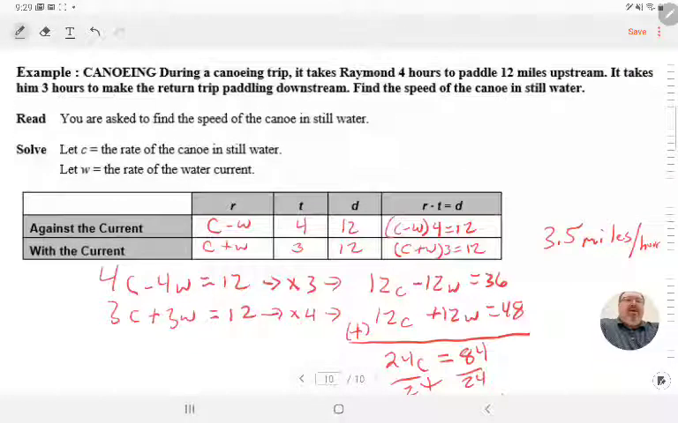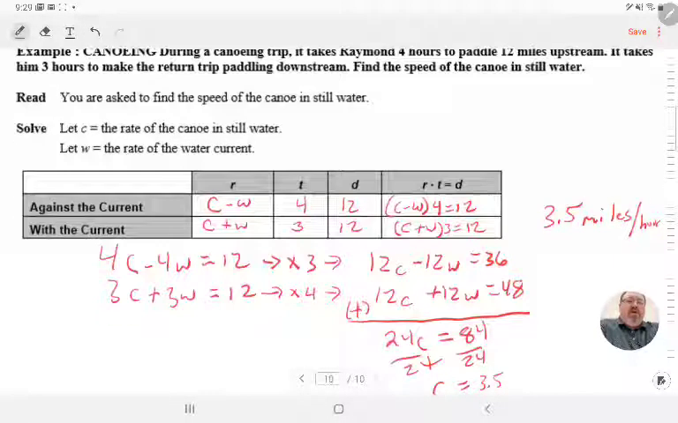All right, let's see how you did. So during a canoe trip, it takes Raymond 4 hours to paddle 12 miles upstream. It takes him 3 hours to make the return trip paddling downstream. Find the speed of the canoe in still water. So we let C be the rate of the canoe in still water and W be the rate of the water current.